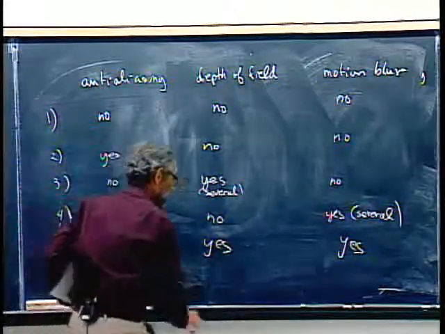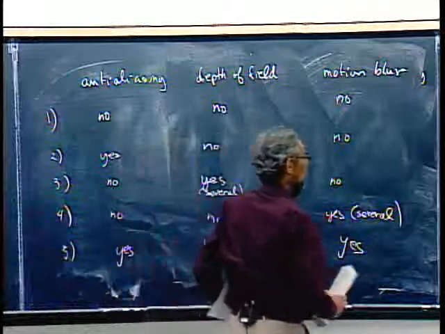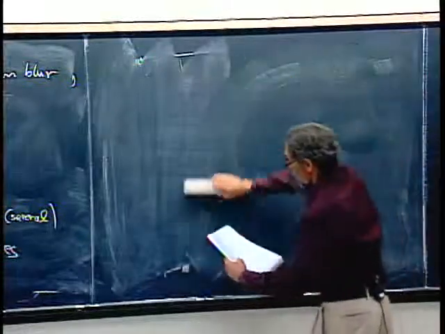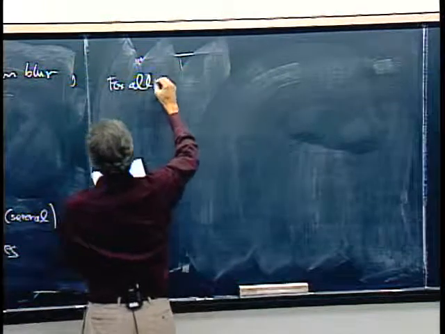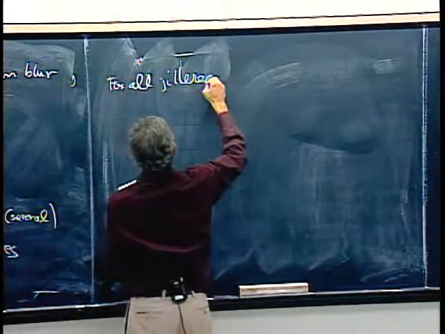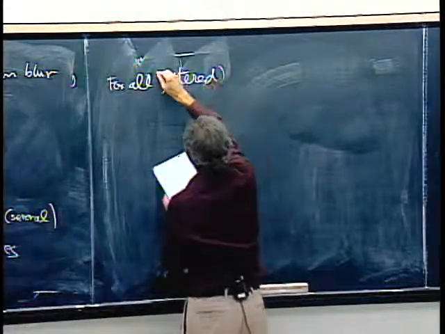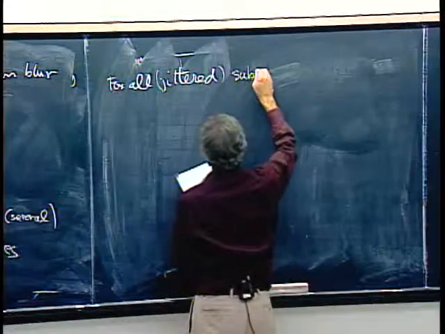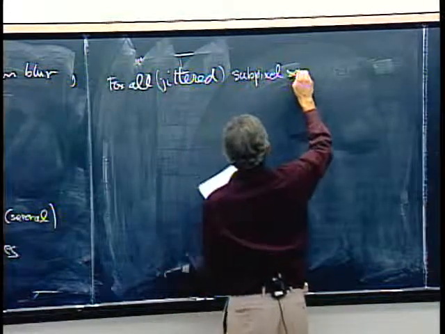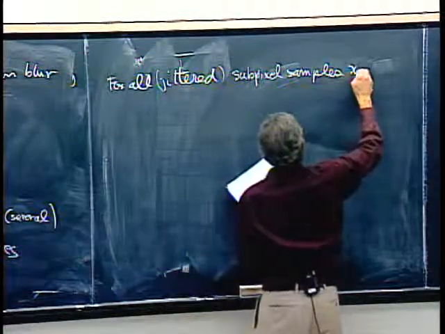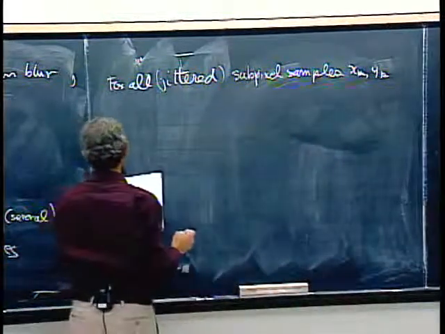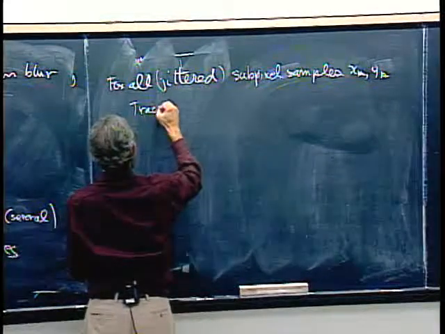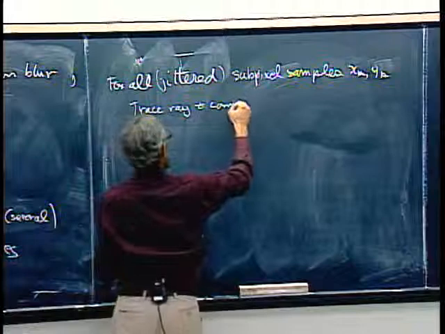Okay, so I think I still have time to write that little bit of code that I promised. So for all jittered, the jittered is optional, but let's just say we did it. Subpixel samples, say xk, yk. So we're going to do ray tracing for the subpixel samples over the whole screen. We'll trace ray and compute color.